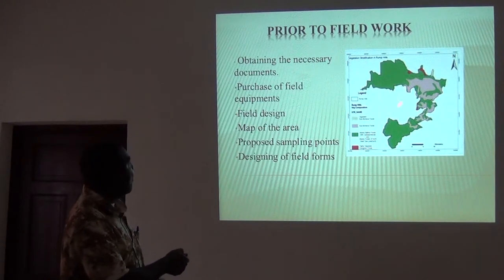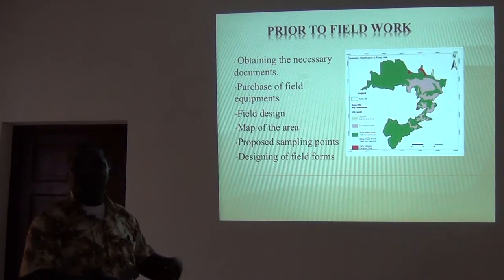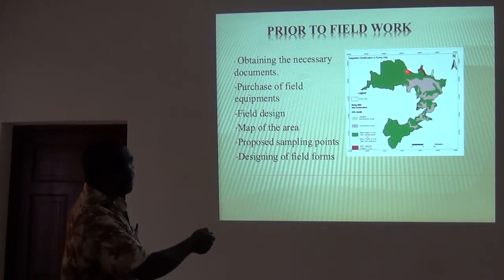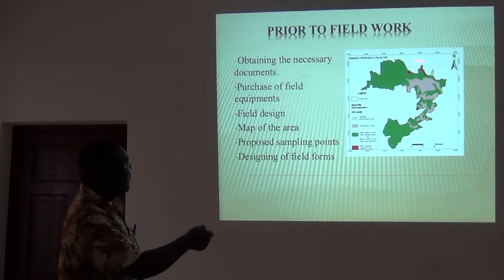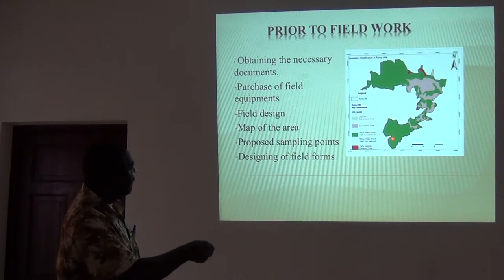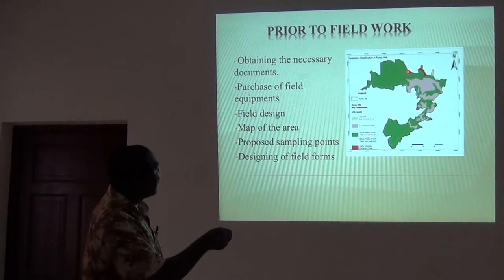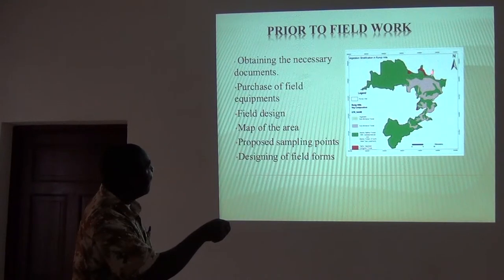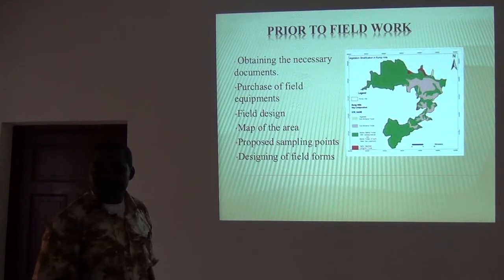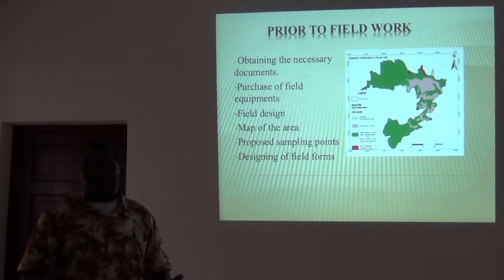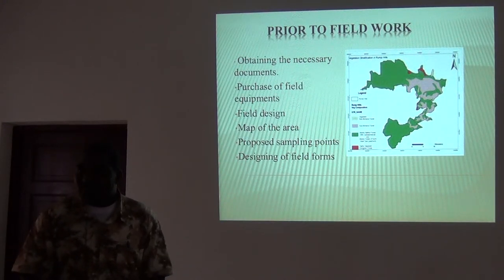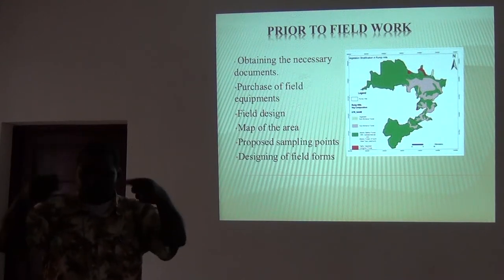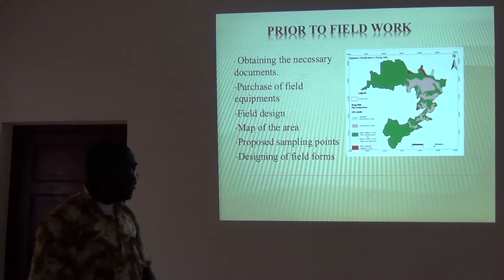will your survey be on an elevational gradient? Will it be random? Will it be stratified into vegetation types? Like this map of Rumpi Hills has been stratified into vegetation type. This is lowland, and this is lowland. This is sub-montane, and the red is disturbed lowland. This other area is disturbed sub-montane. So you have to decide what you want to do. Is it random sampling, or is it based on vegetation type? All those things, you don't decide them in the field. You decide them while in town, while in your office.